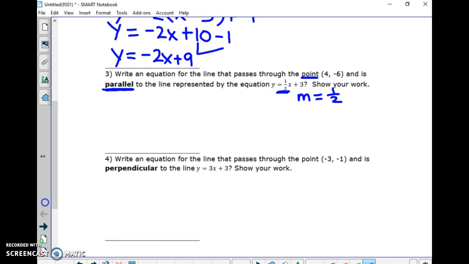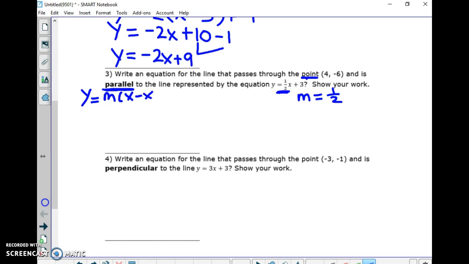1/2. Okay? 1/2. Does everyone see why that is? Parallel means same slope. So now I have a slope, and I got a point. Using my point and my slope, I'm going to use point-slope formula. I'm going to rewrite it right here just to remember it.